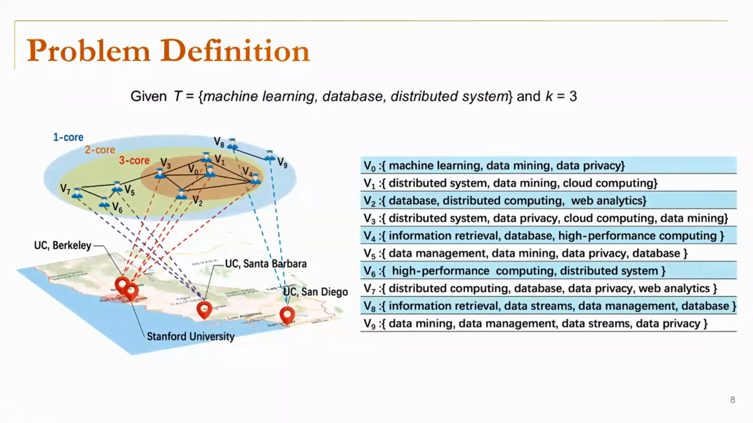For example, assume we are given a collaboration network with 10 users. The keywords represent their expertise. In the query, we have the following keywords: machine learning, database, distributed system, and the value of k is 3. The ACOC is formed by the nodes V0 to V4. Because the 5 nodes form a 3-core, their keywords cover all the given query keywords, and their locations are close to each other.